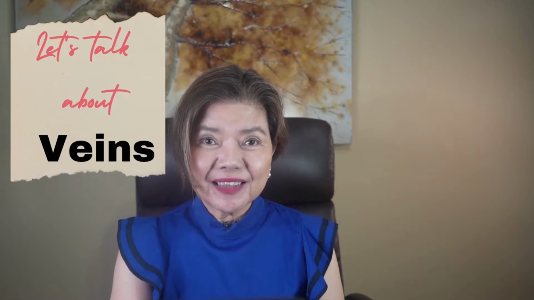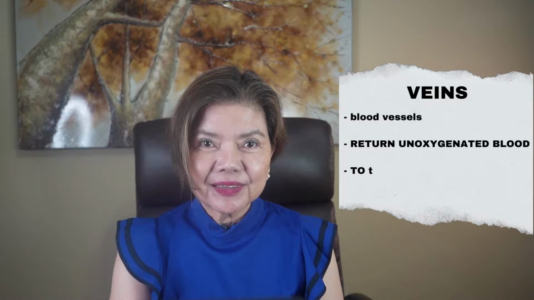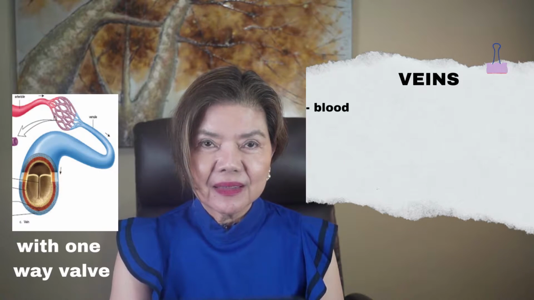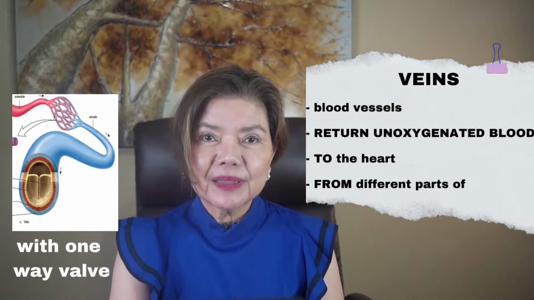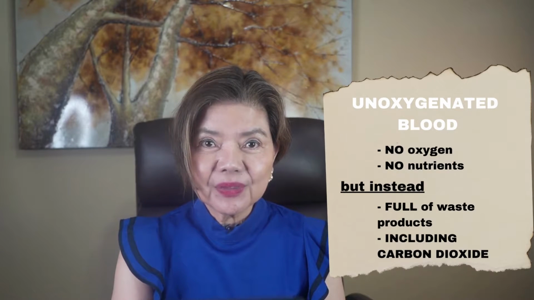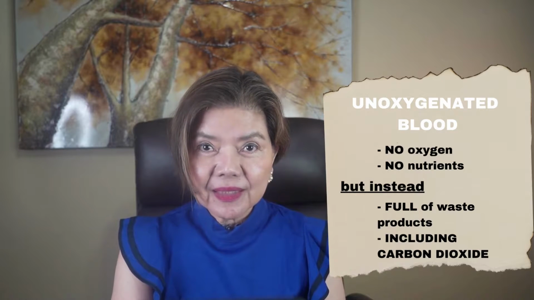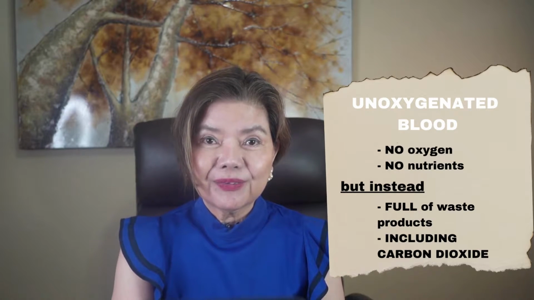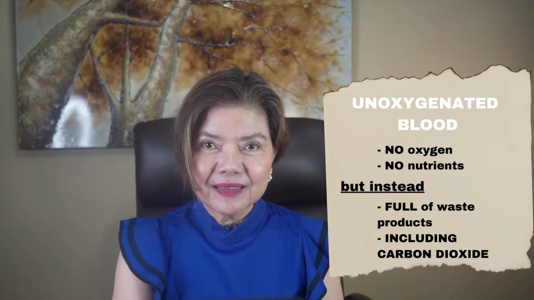So, let's get started. First and foremost, what are veins? Veins are blood vessels that return unoxygenated blood to the heart from the different parts of the body. By unoxygenated blood, we mean there is no oxygen and no nutrients present, but instead, the blood is full of waste products, including carbon dioxide.